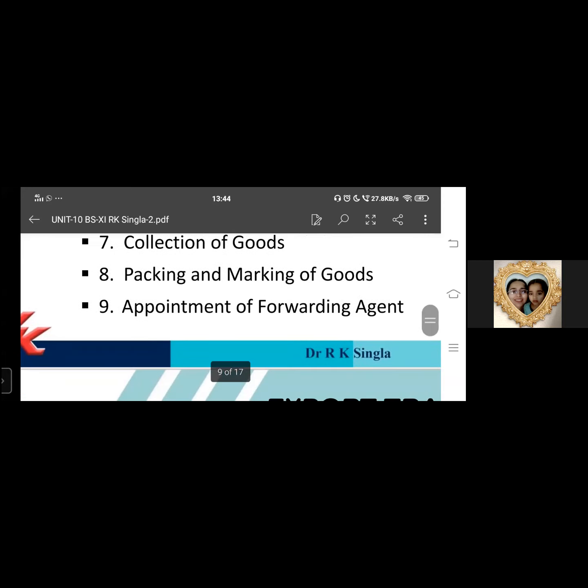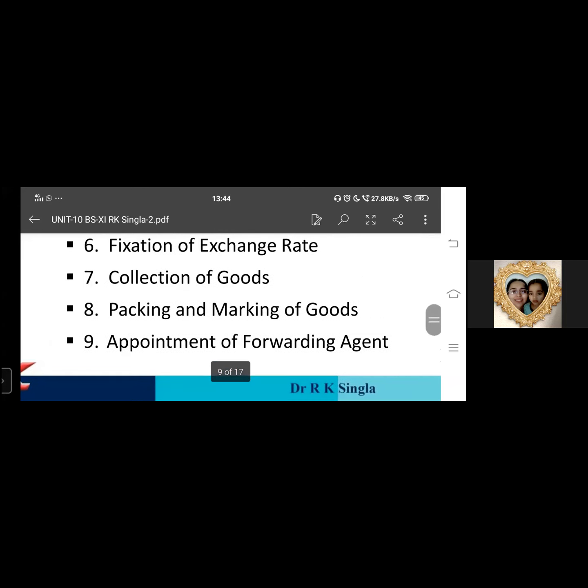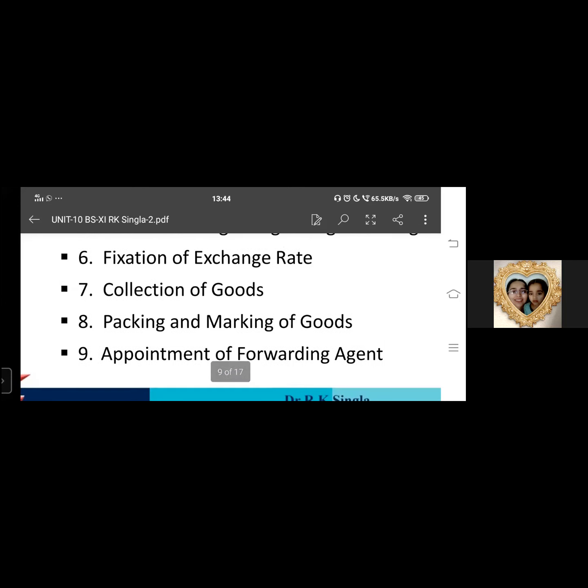Then appointment of forwarding agent. When the goods are ready for dispatching, then forwarding agent is appointed. यहाँ भी हम एक agent को appoint करेंगे, the forwarding agent. Takes care of the procedure. We start from taking the delivery of goods either from the road transport or railway transport. Okay, and loading it on the ship. कोई भी किसी भी तरीके से जैसे भी आप goods को वो बेच रहे हैं. He charges some commission from the exporter for this work.